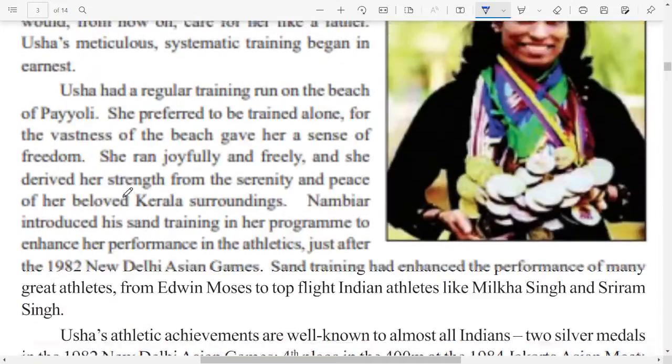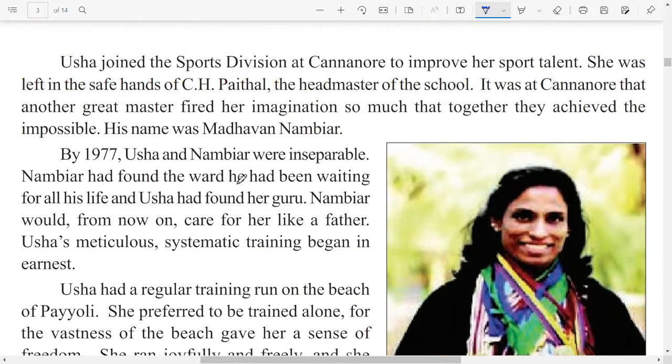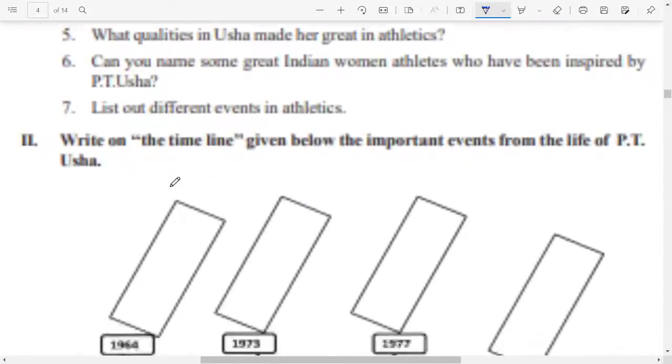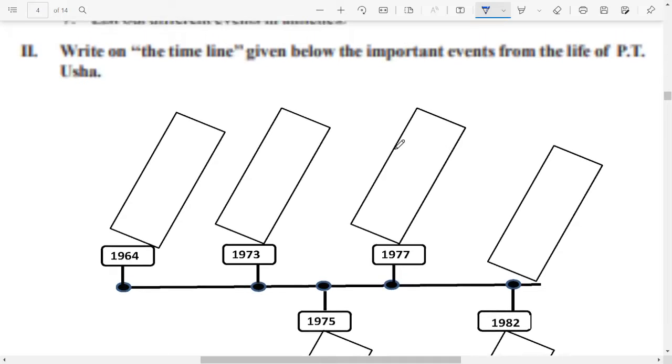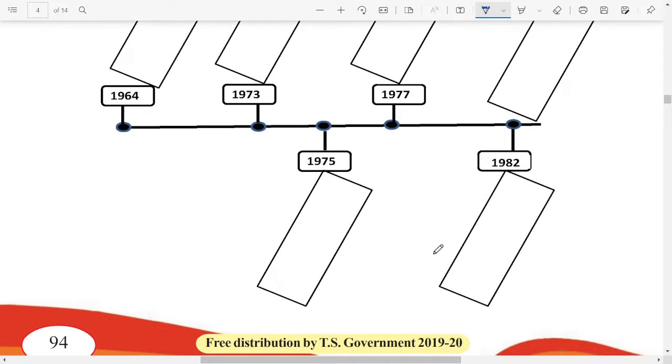If you look at this here, in 1977 Usha and Amber were inseparable. Do we have that year here, 1977? Here we can see. In 1977 Usha and that coach both had a good bonding, so they were inseparable by that time. So we can understand that this particular incident happened at this time. Based on the year, you have to answer these boxes here.